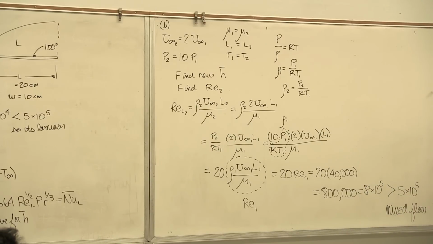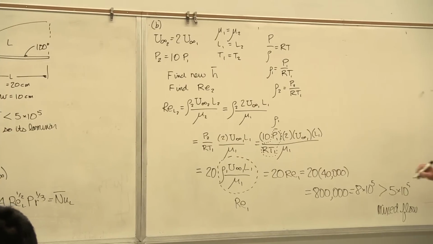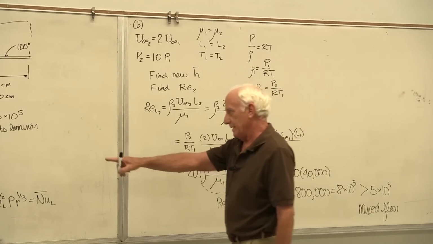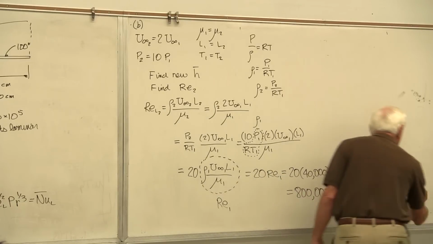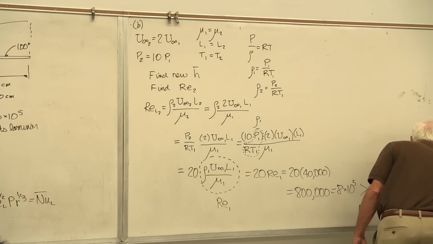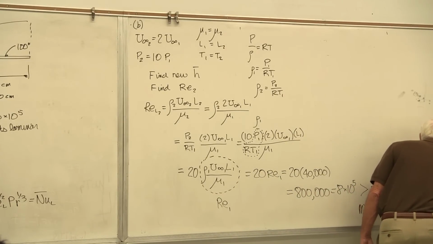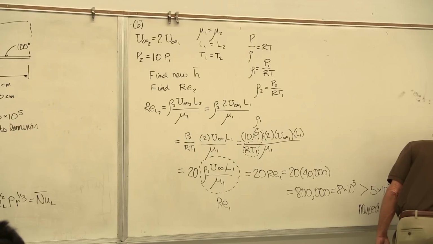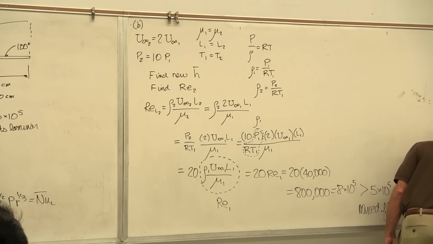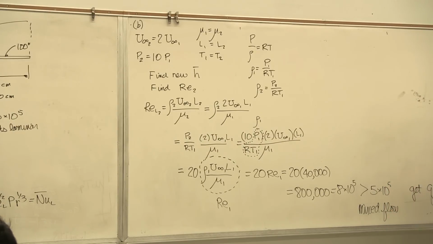So now I go to the mixed flow equation, which is in your notes in the book. I find h bar, and I put h bar back in that equation right there. Get Q equal h bar A (T surface minus T infinity) from the mixed flow equation. But I'm just showing you, the main thing is, how do you get that new Reynolds number?